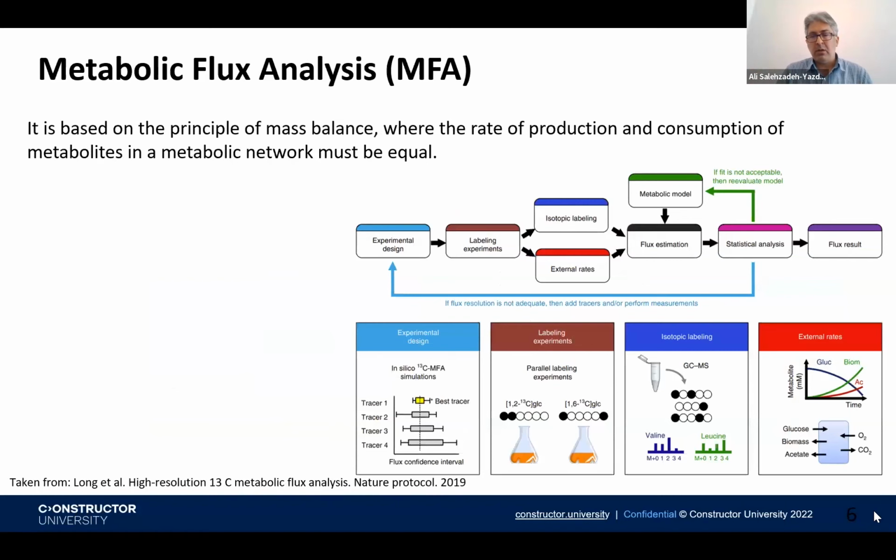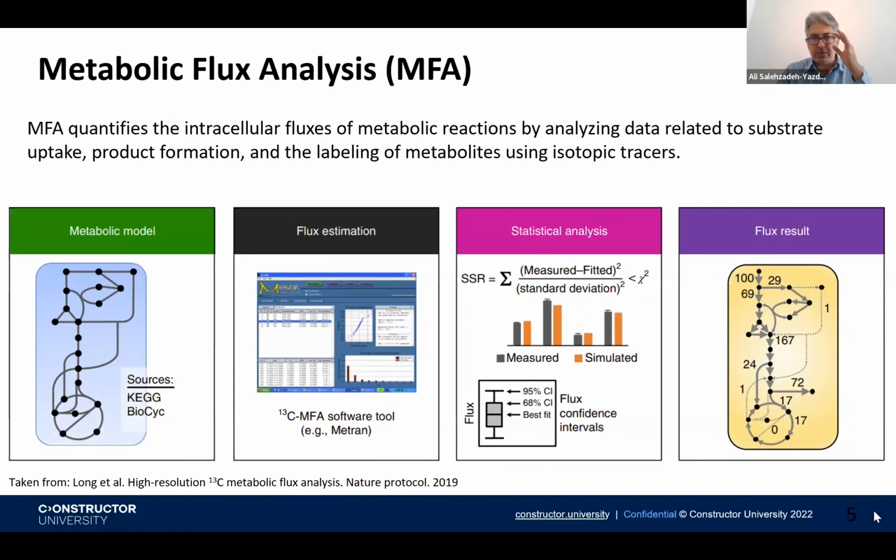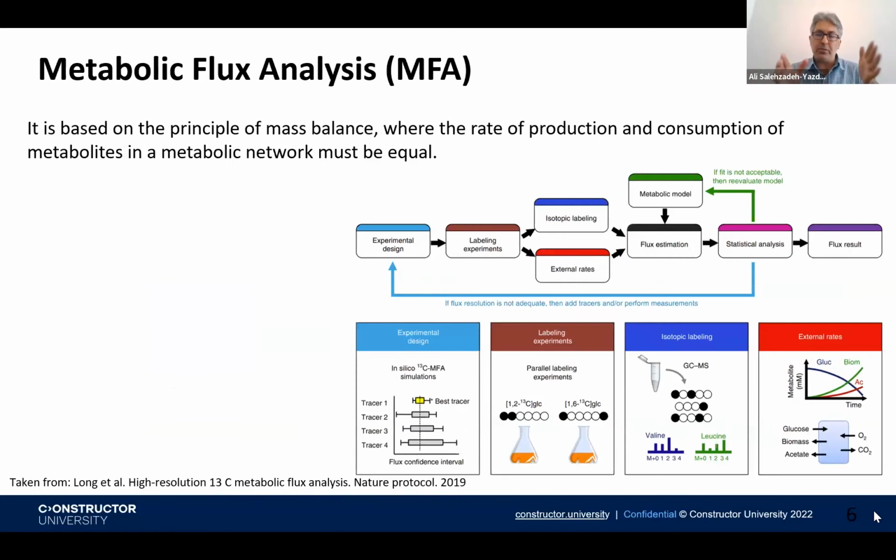But it can quantify the fluxes of each reaction, and the principle of this technique is based on mass balance, that the rate of production and the rate of consumption should be equal. For different purposes, we should use different isotopic labeling, like C13 in some cases, or nitrogen 14.